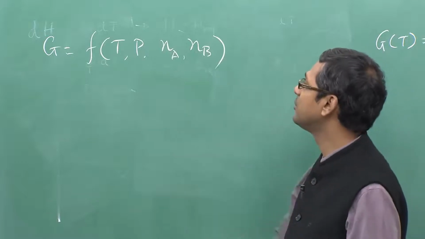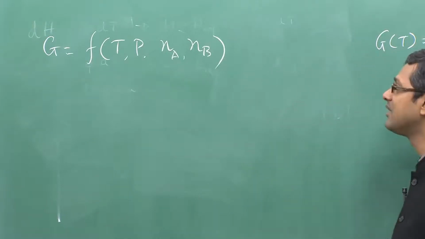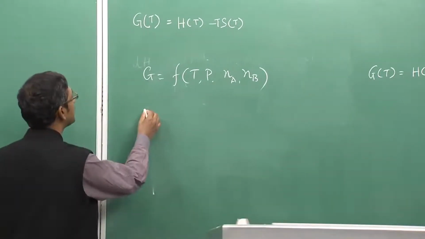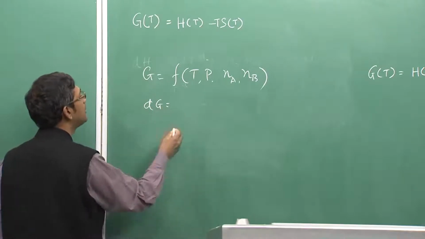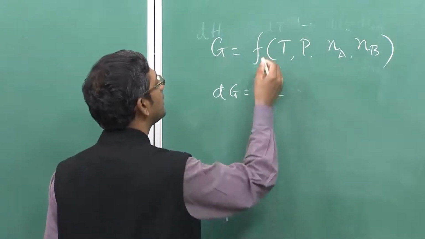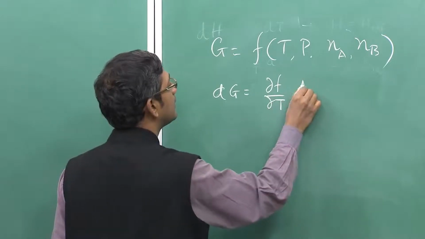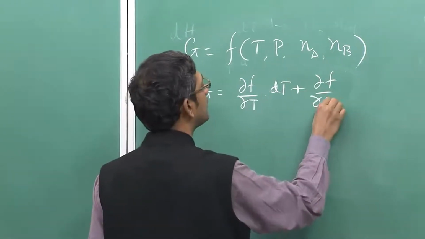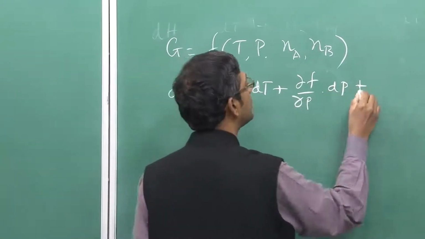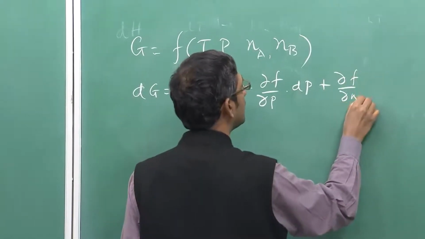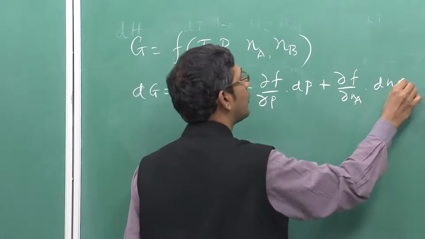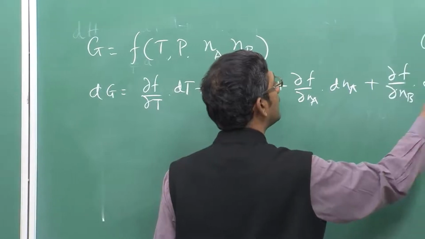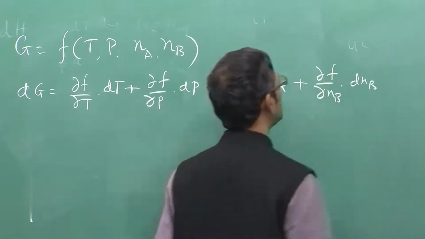So that means we have to now expand these things in terms of composition. So if I take a total differential of this, simple maths, dG is equal to simply dG by dT, capital T dT, or this is the differential. Similarly for pressure, similarly for composition, for A and for B. Let me rub this out also so that you can see clearly.